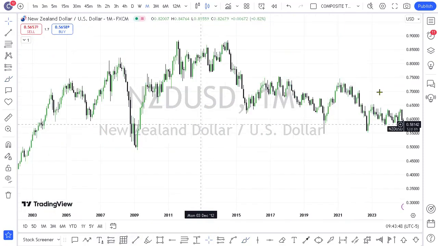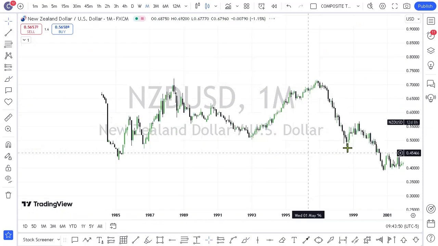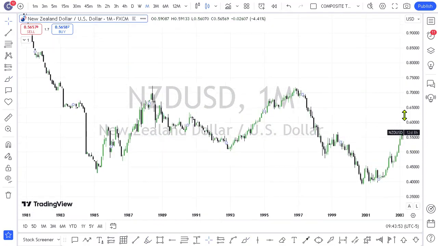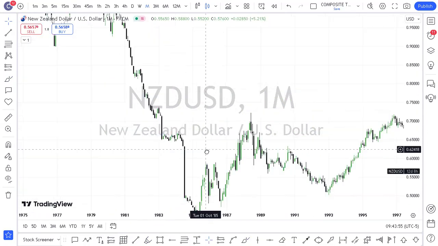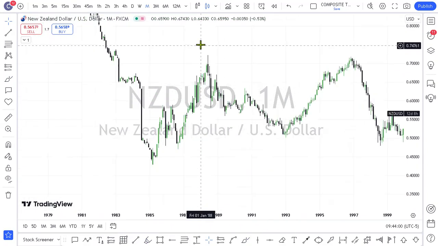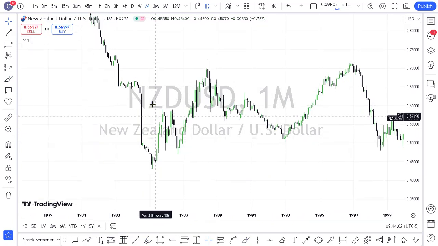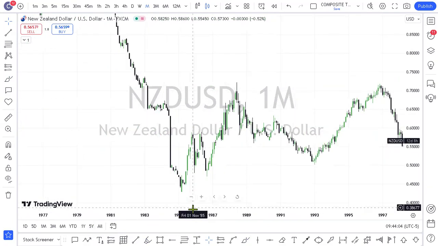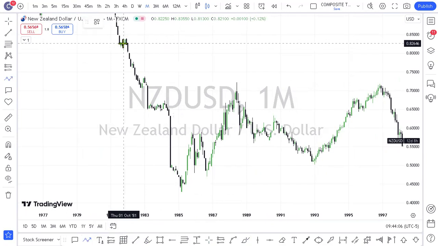Let's look at this structure here. This is the New Zealand dollar, and we're going to look at it from the higher time frame. So you can see when you go back to the data, there's a way it's been dropping, and I want to pick it from where I understand it better. You see here, we look at this structure.